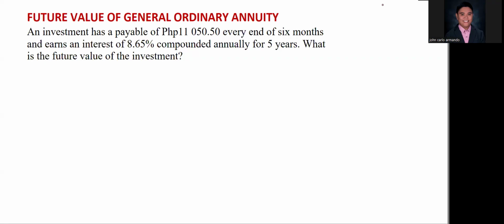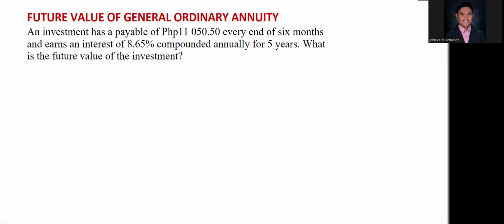Okay, so in this video, we're going to solve one future value of general ordinary annuity problem. The problem is: an investment has a payable of 11,050 pesos and 50 centavos every end of 6 months and earns an interest of 8.65% compounded annually for 5 years. What is the future value of the investment?